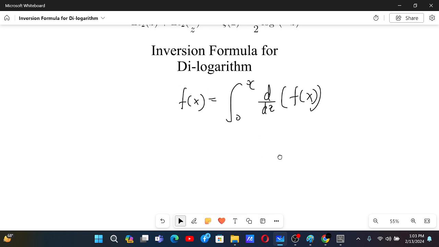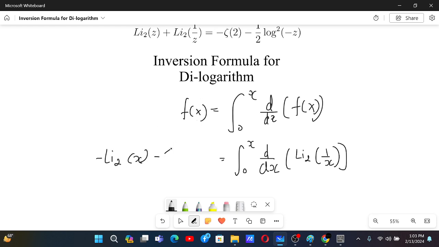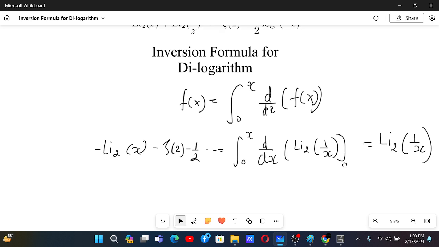So basically, we will take the integral and then derivative of li2 of 1 by x, and we will get this thing to be minus li2 of x minus zeta of 2 minus 1 by 2 and so on, and this is basically li2 of 1 by x. So that's how we'll prove this identity. This is our flow of proof, and now let's see how we do this.